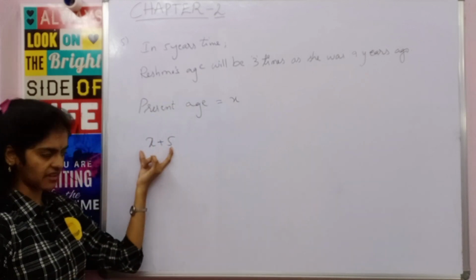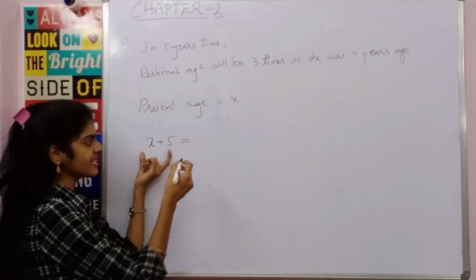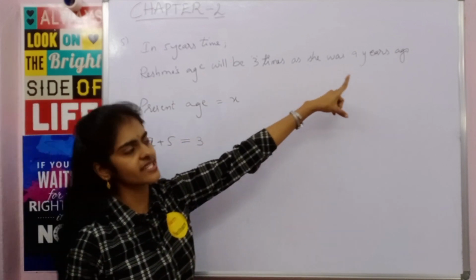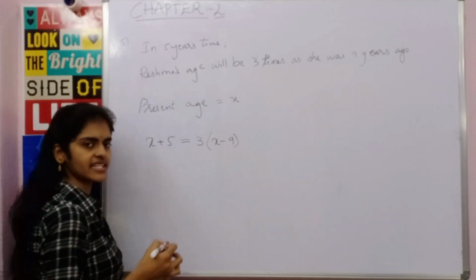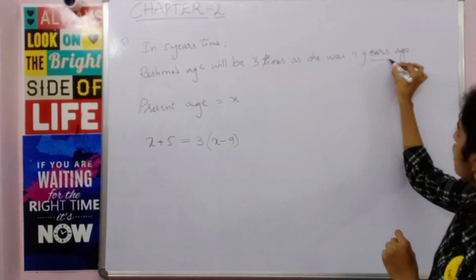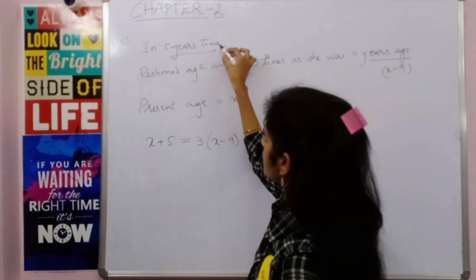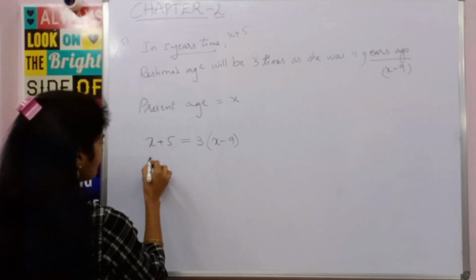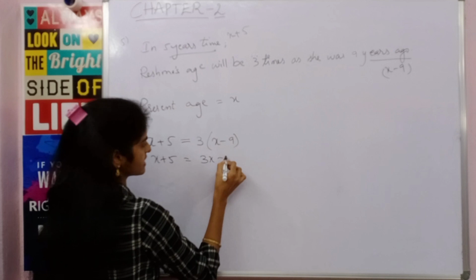Okay, it is given that Reshma's age will be 3 times as she was 9 years ago. In 5 years time, that means x plus 5, Reshma's age will be 3 times, 3 into as she was 9 years ago. So 9 years ago her age will be what? It will be x minus 9. If her present age is x, then 9 years ago her age will be x minus 9, and 5 years from now the age will be x plus 5. Okay, so now solving this, you have x plus 5 equal to 3x minus 3 9s are 27.